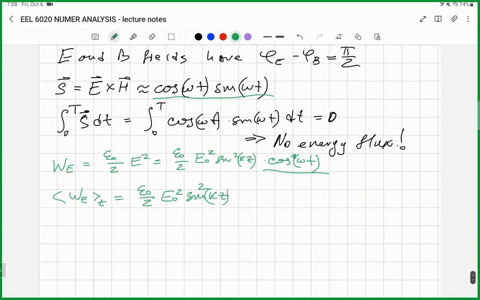And the same for the magnetic field. Even without these trivial calculations, for the magnetic field averaged over time we get mu 0 over 2 H0 squared sine squared kz. So the time-averaged energy doesn't depend on time. It depends only on the coordinate, for both electric and magnetic fields.